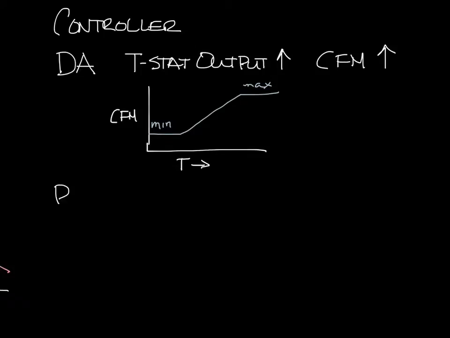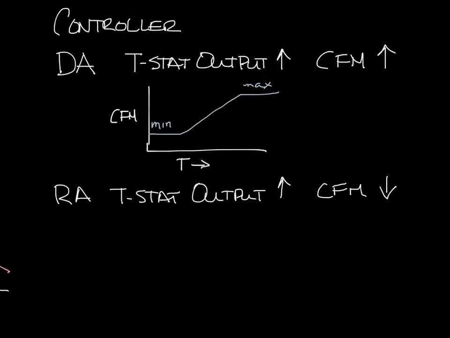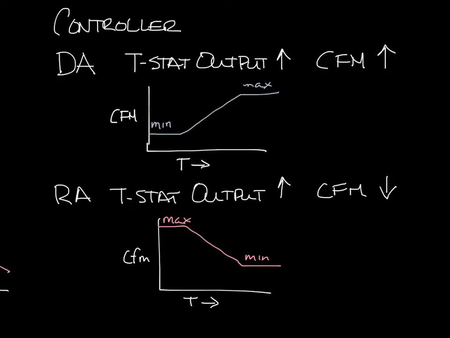In a reverse acting reset controller, an increase in thermostat output signal would result in the controller calling for a lower CFM. So let's draw that. We'll put temperature rise in the room across the bottom. You would have a maximum up here, the modulation, and a minimum CFM. So when you look at these two and think about a VAV box, what you see is that you have a minimum CFM and a maximum CFM, and then it modulates between the two to maintain comfort in the space.